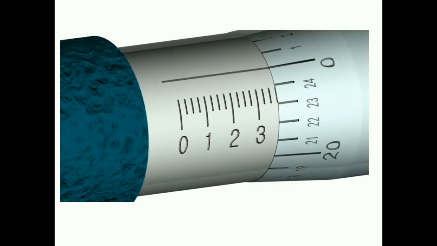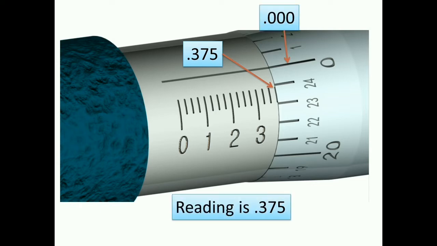Now let's look at a reading on here. This mark that you see there, that tells us that we're at 0.3, and then 0.325, 0.350, and 0.375. So that mark represents 0.375. The reading from the thimble scale is 0, so we don't add anything to the 0.375, and so the reading is 0.375.